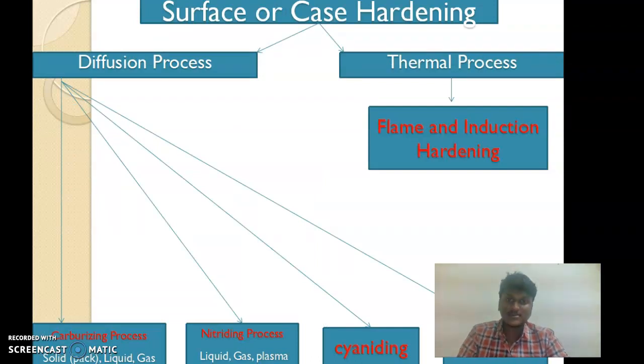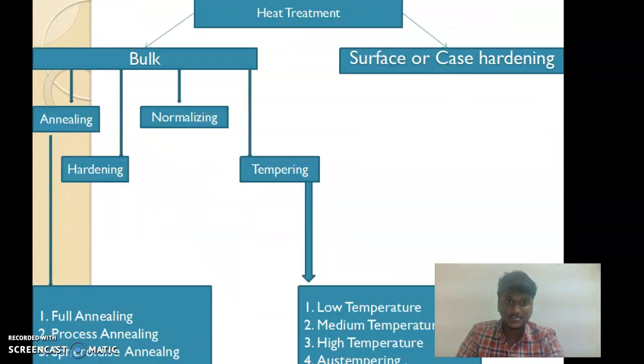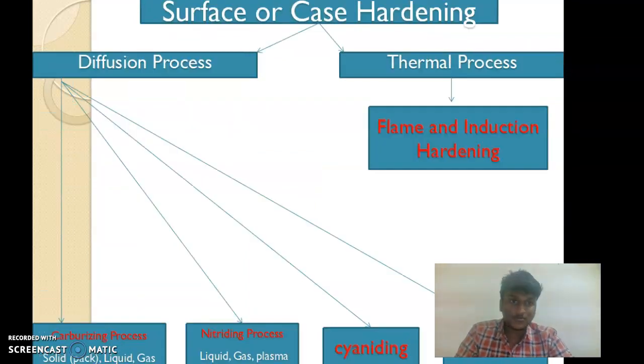And the surface or case hardening is the second category in the heat treatment process, and it is classified into diffusion process and thermal process. The diffusion process has subtypes like carburizing, nitriding, cyaniding, and carbonitriding. The thermal process includes flame and induction hardening.